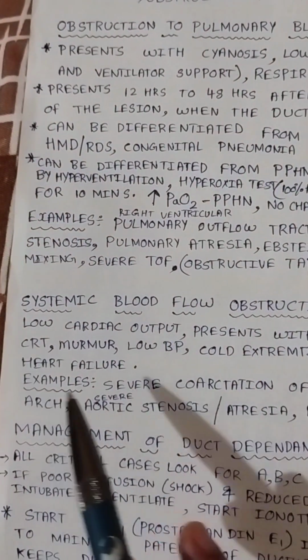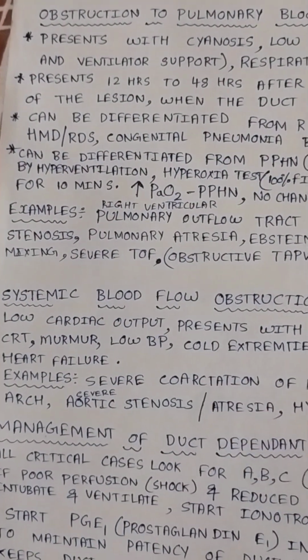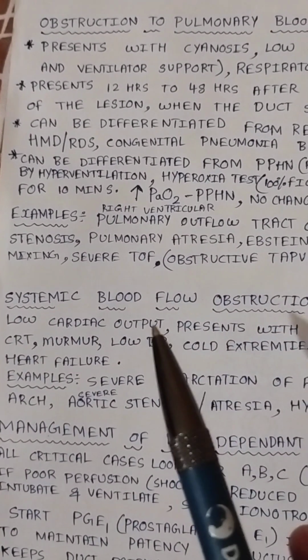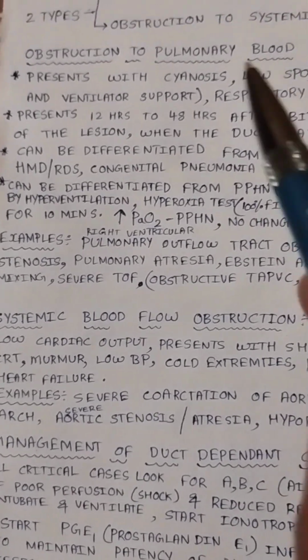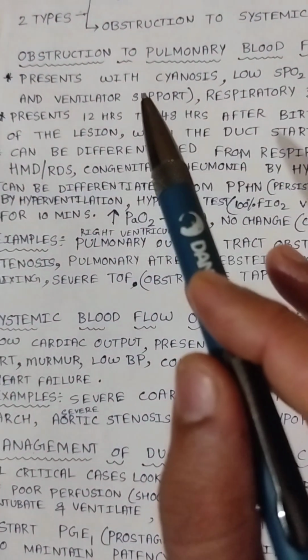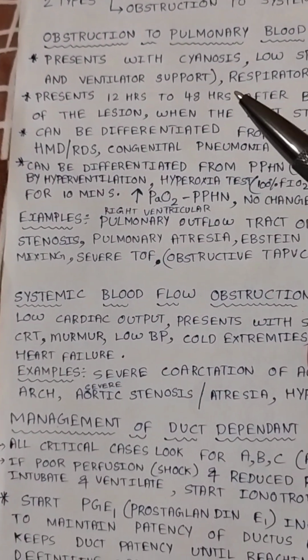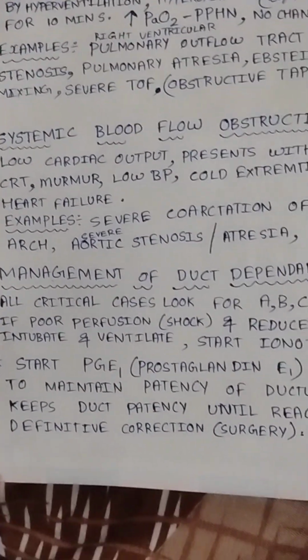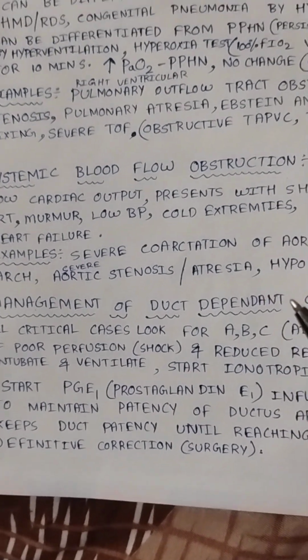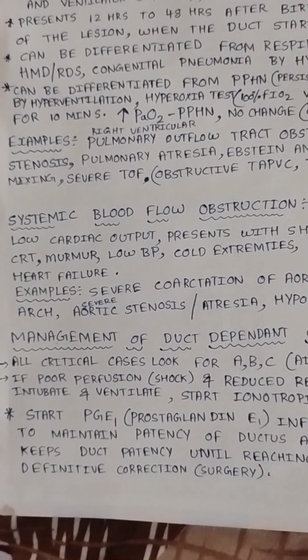So cardiogenic shock is mainly because of these lesions. Systemic blood flow obstruction will present as cardiogenic shock, and pulmonary blood flow obstruction presents mainly with cyanosis, and finally it will also lead to shock, decreased perfusion. So how will you manage these duct dependent lesions? There should be some mixing.